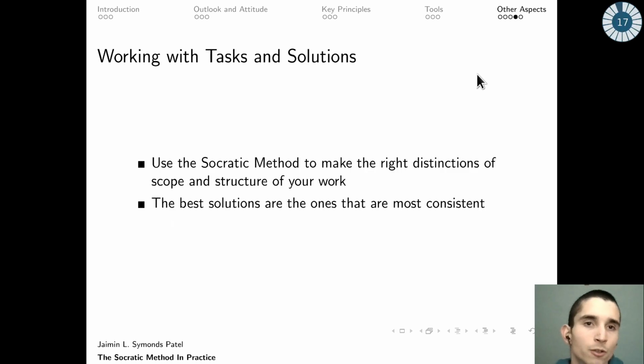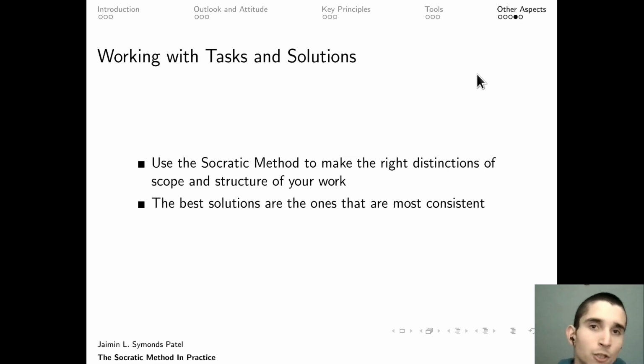Next, you can use the Socratic method when you work with tasks and solutions. So first of all, you can make the proper distinctions between tasks in the same way you can make the proper distinctions using the principles or tools of the systole and diastole. In the same way, you can say that maybe all of the tasks you are given is just one task, a meta task, or maybe one big task you're given is actually several loads of smaller ones, right? So you're splitting these concepts, making these distinctions.